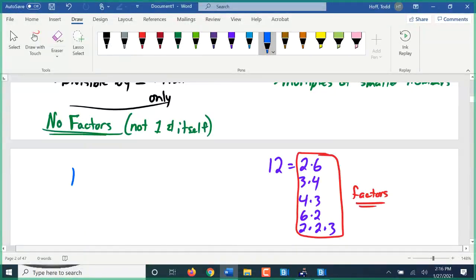If I asked you to give me the factors of 17, there are none, are there? No. In other words, it is prime.